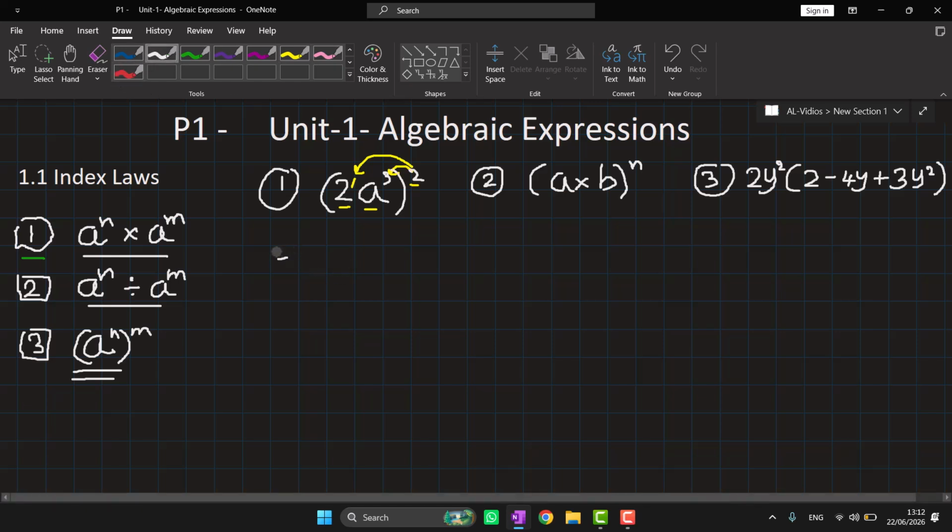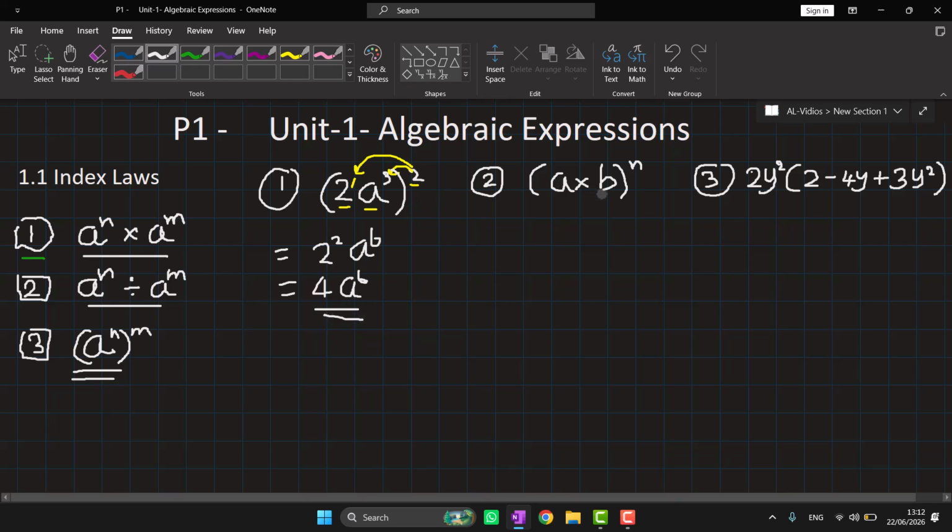So you'll be getting 1 times 2 over here is 2. So 2 to the 2 and 3 times 2 is 6. So a to the 6. Or you can write this as 2 to the 2 is 4, a to the 6.